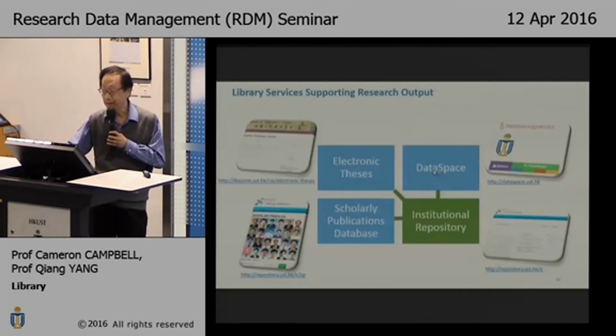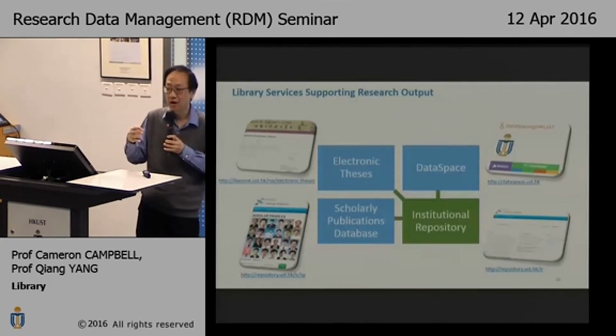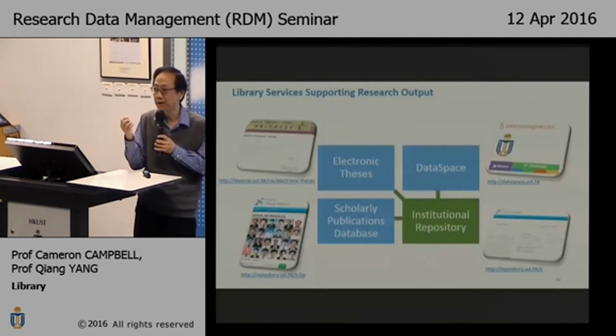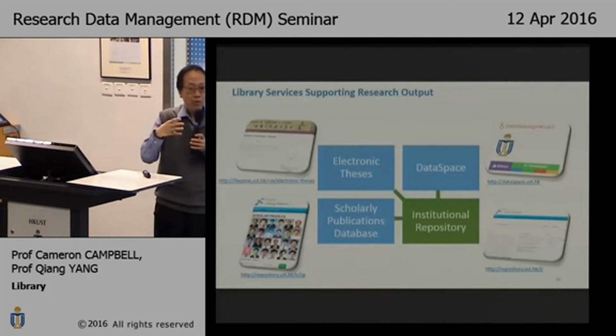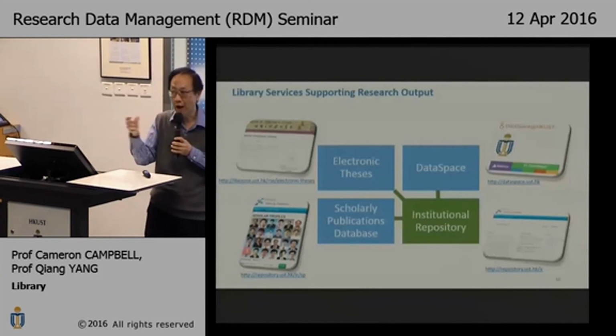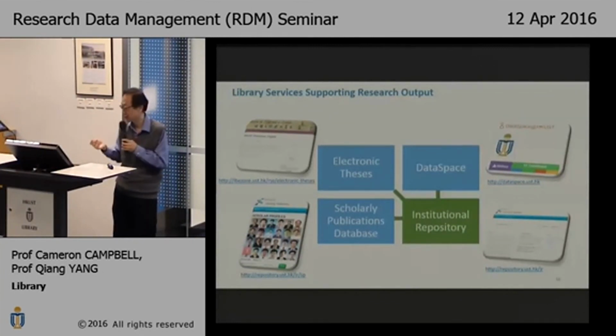And DataSpace we just mentioned. Scholarly publication database: we actually have a complete set of the research output, all the scholarly publications of the university. And if you have published a paper, it should be in there. Okay? And it also provides a profile for all our current faculty, to showcase their publications, their bibliometrics and projects and so on.